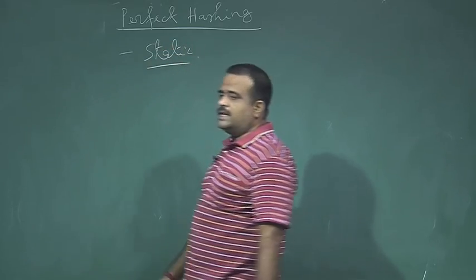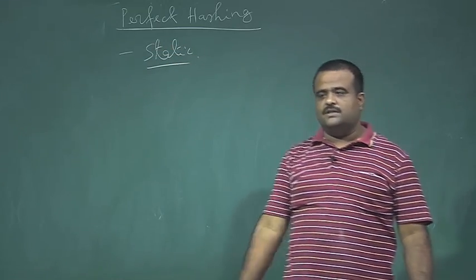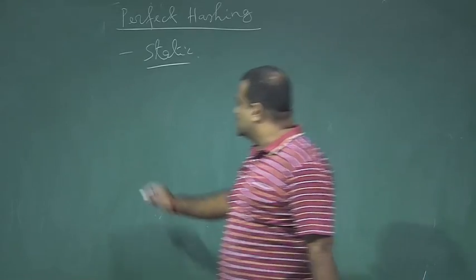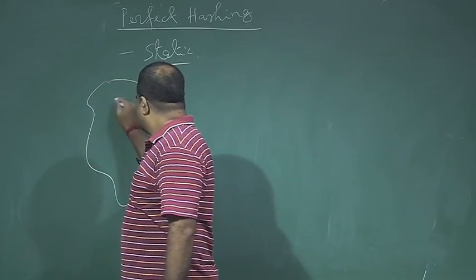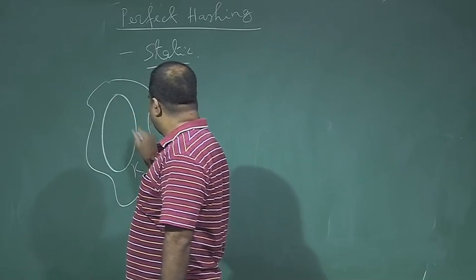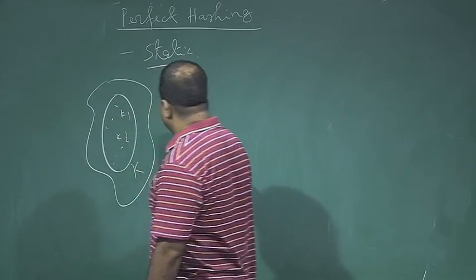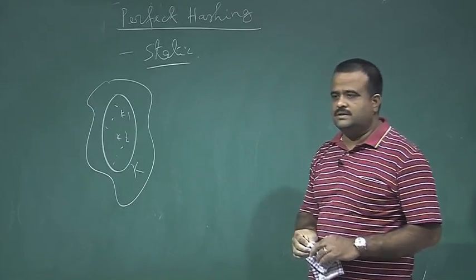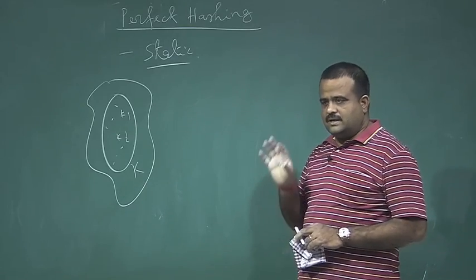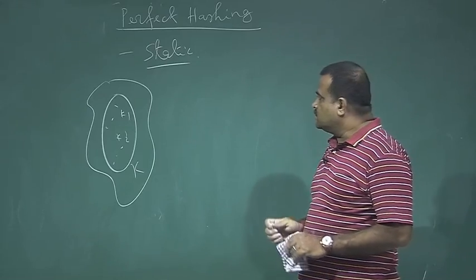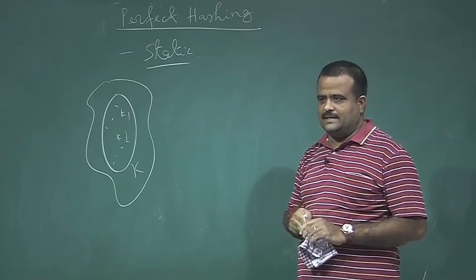That means we are not allowing any new record to be joined or any record to be deleted. Basically we have n keys. This is the key pool, and we have to arrange these in a table in such a way that the searching will be in constant time. Okay. So, this is basically a 2 level hashing.